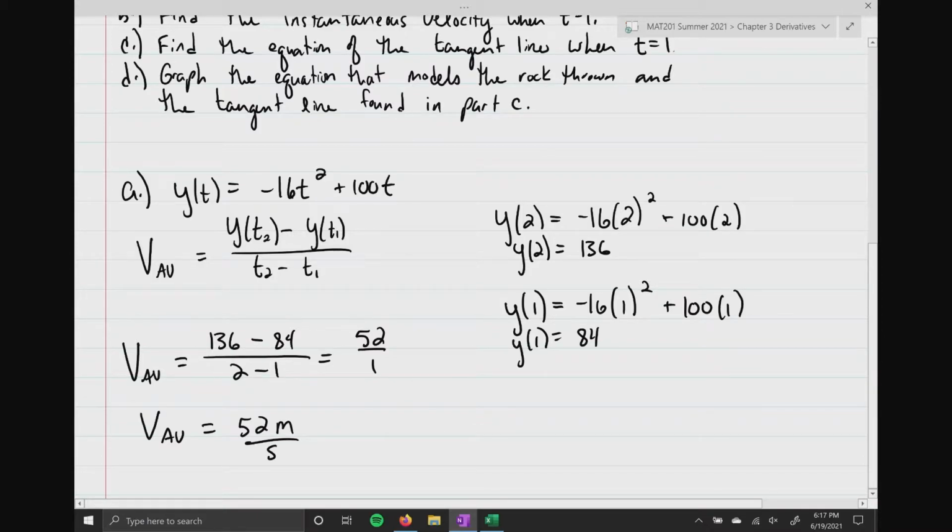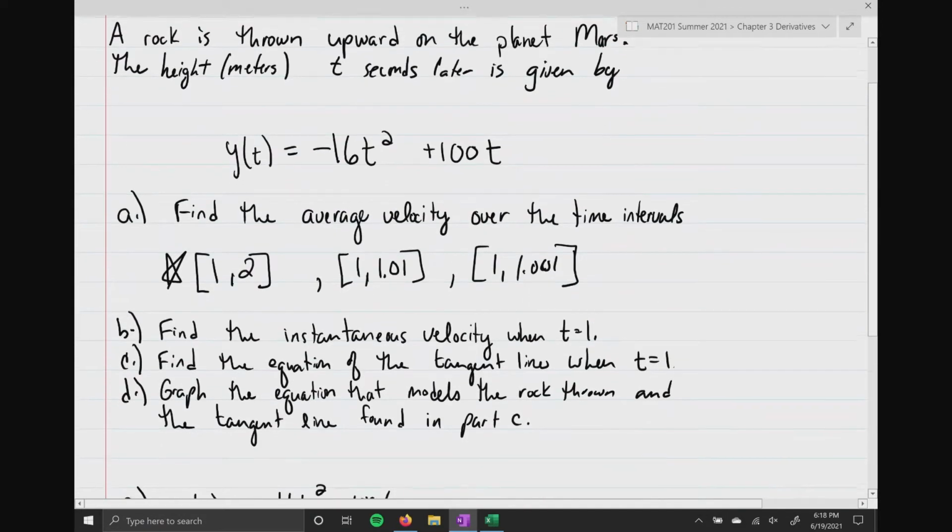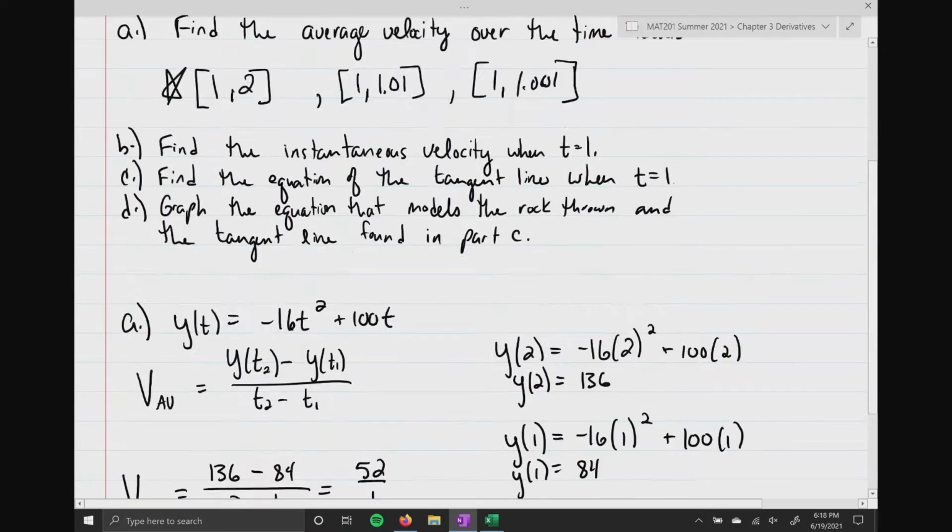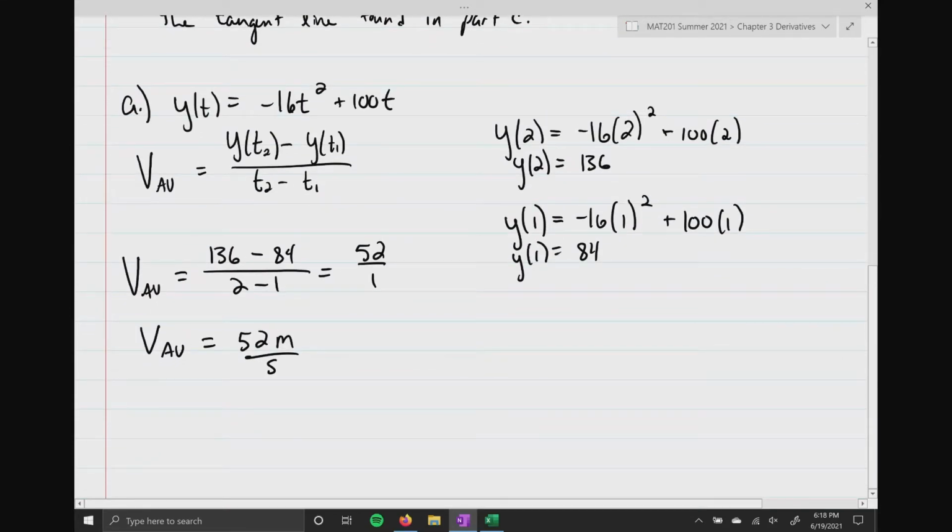Because remember, this is the object. It gave us, well, meters. Yeah, the height was meters, t seconds later. So meters per second. All right.